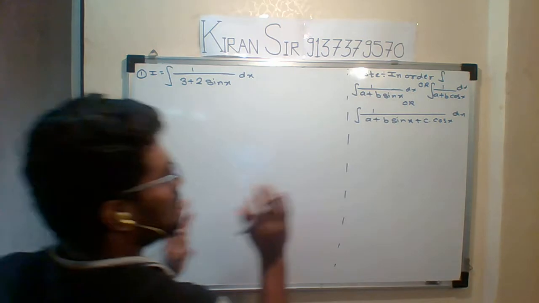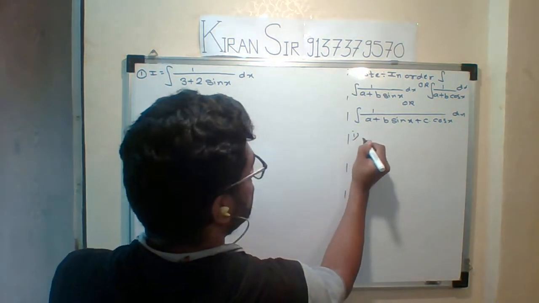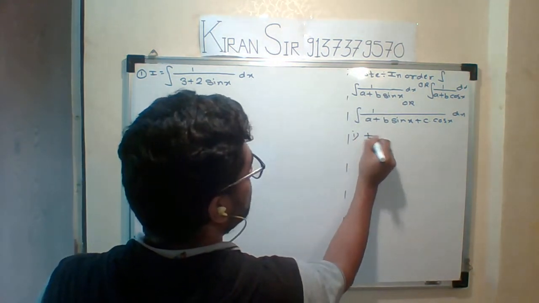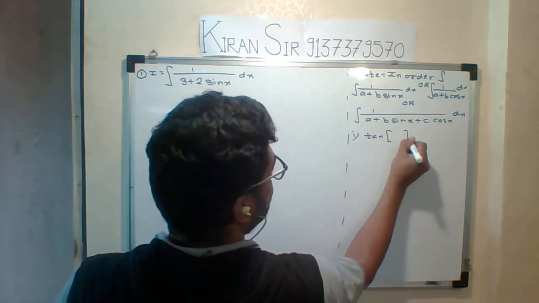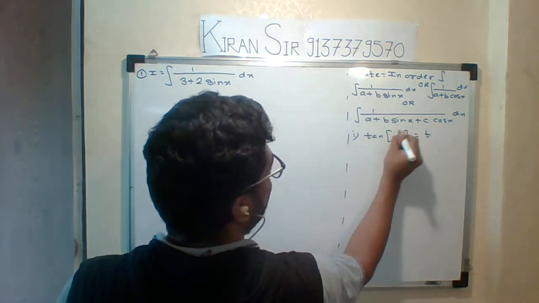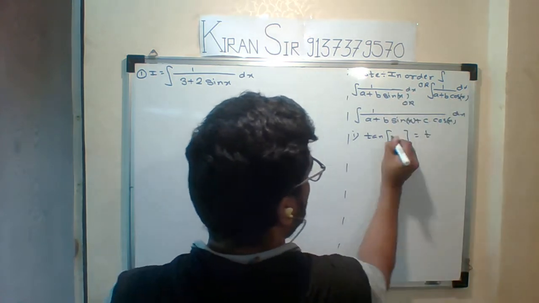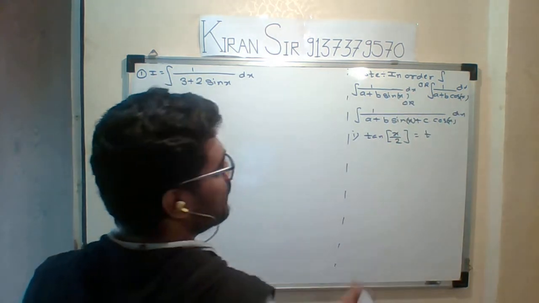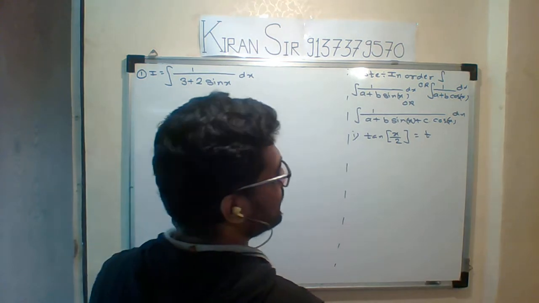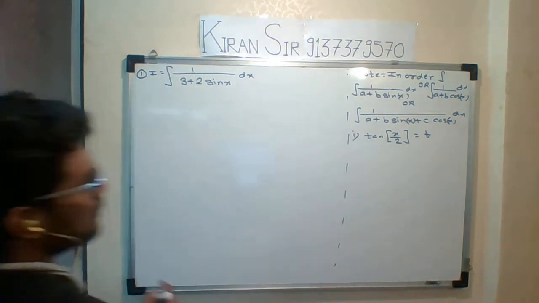So here, what is the first step? Students, the first step you have to remember: put tan of something. Something is what? Whatever the angle of sin and cos is, you have to take its half. So put tan x by 2 equals to what? T. Okay, remember this particular step.